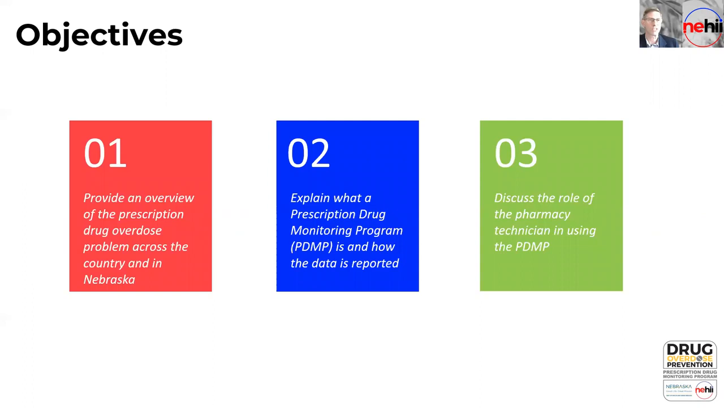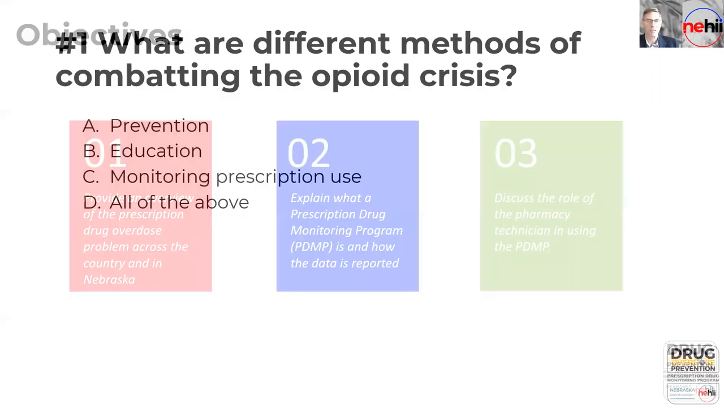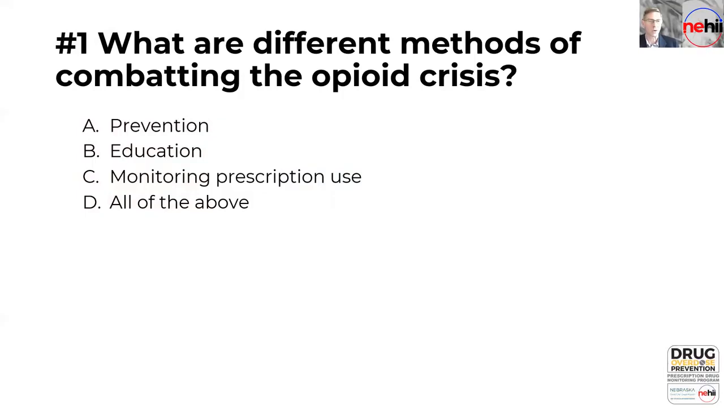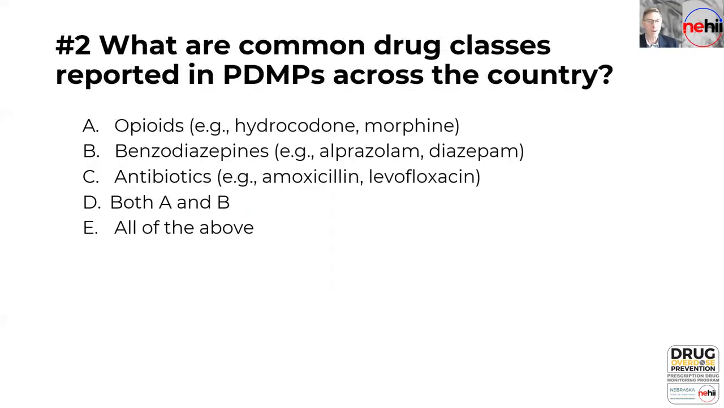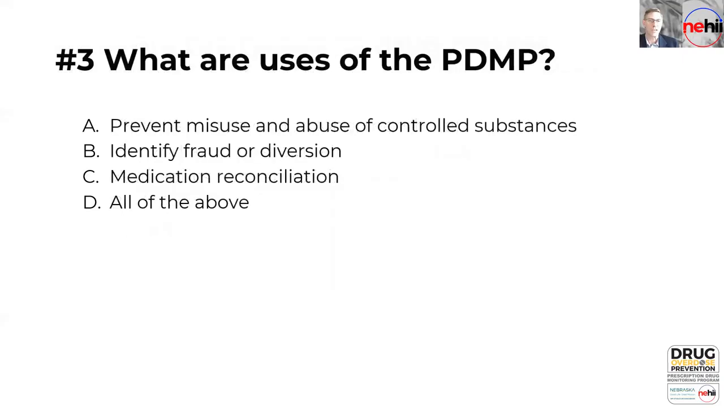There are a series of questions that we'll want to cover today that you'll want to be made aware of. The first is question 1, what are different methods of combating the opioid crisis? The second question, what are common drug classes reported in PDMPs across the country? Question number 3, what are uses of the PDMP?